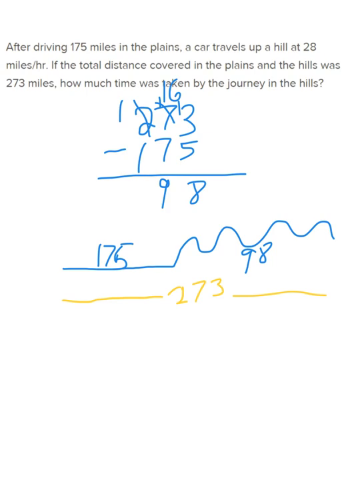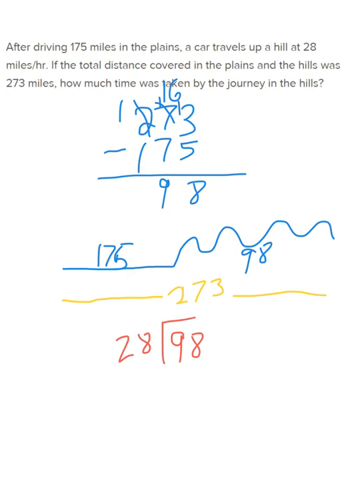The question is, how long were we driving in the hills? Well, I drove a total of 98 miles in the hills, and I'm driving 28 miles per hour. So in order to get the number of hours that I'm driving in the hills, I'm going to have to do some dividing. So I'm going to have to take 98 and divide by 28. And then I will get the amount of time driven in the hills.